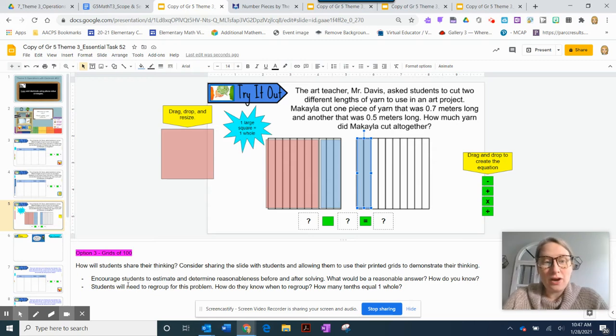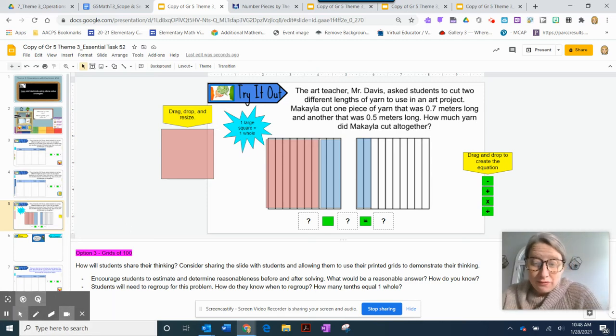So once again, we are talking about estimating, we're talking about reasonableness. Before even solving this problem, I would look at it and say, do I think my sum's going to be greater than or less than one whole? Why? So I would hope that some of our students would be able to say, 5/10 is half, right? That's halfway between 0 and one whole. 7/10 is greater than that. And I know that 1/2 plus 1/2 is a whole. So I know that my answer is going to be greater than one whole. Not much greater, but definitely greater. And we can see that here with our models as well.